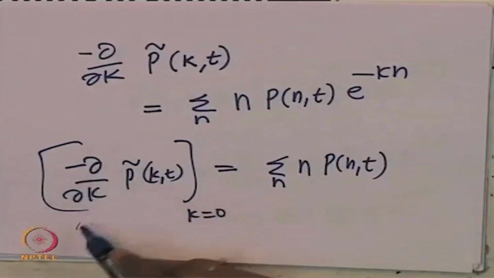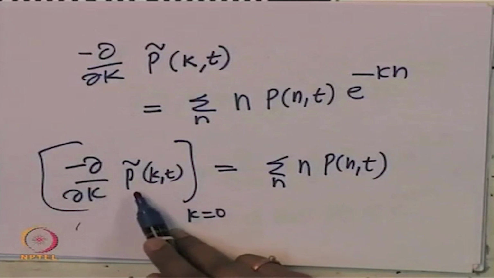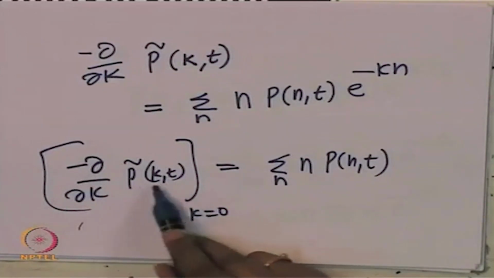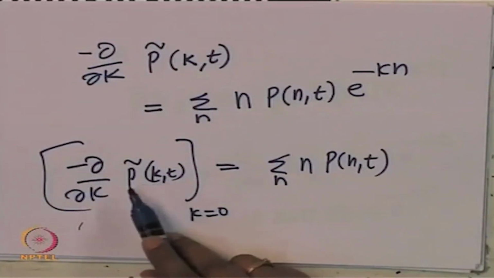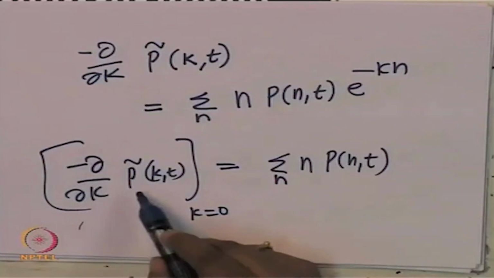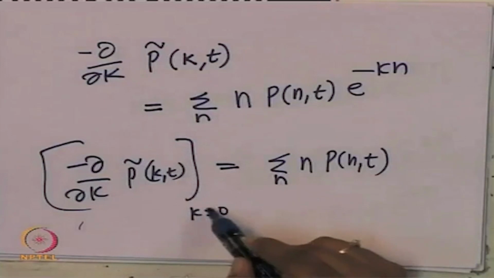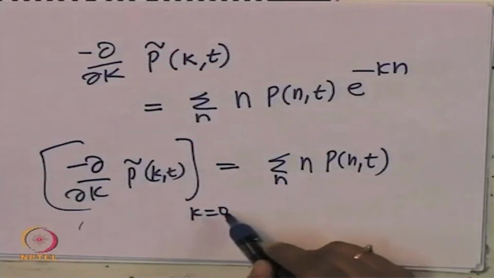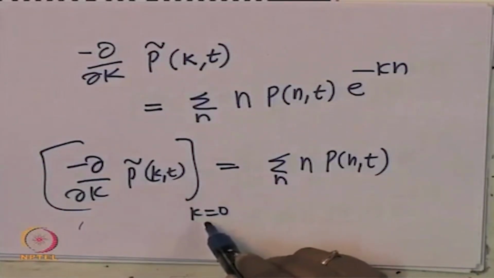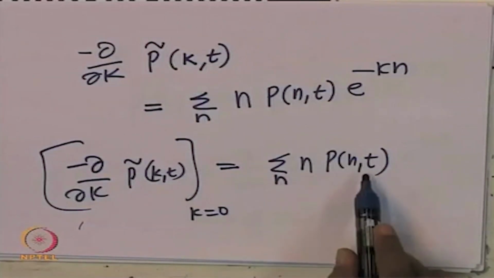So, if you find one derivative with respect to k of the transformed version of the probability, and you calculate this at k equal to 0, put k equal to 0 after doing this, what you get is sum over n of n p n t.